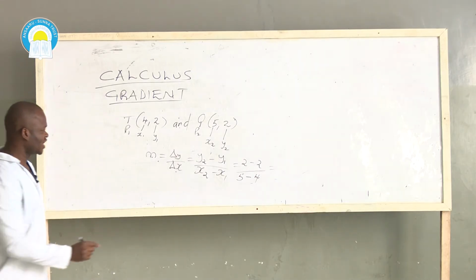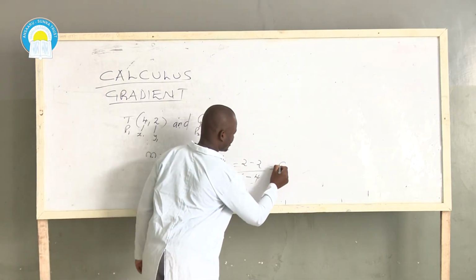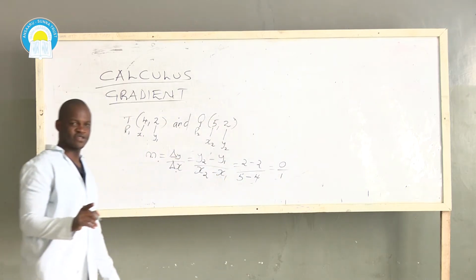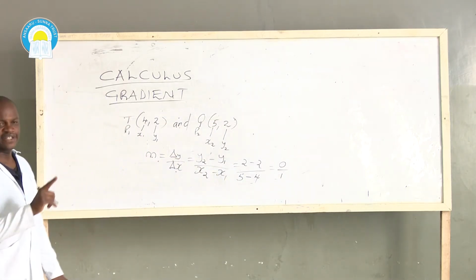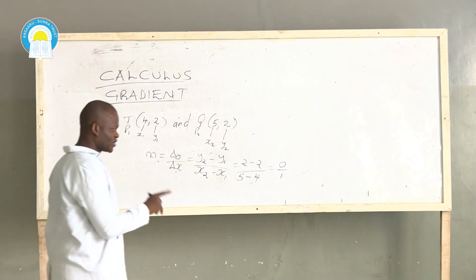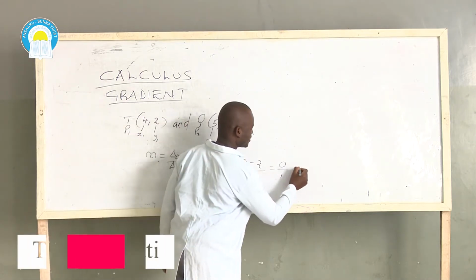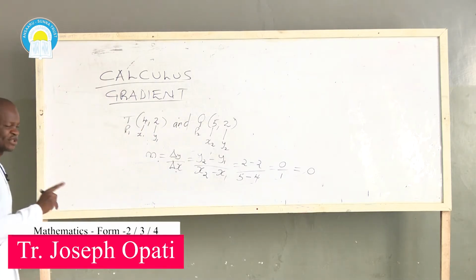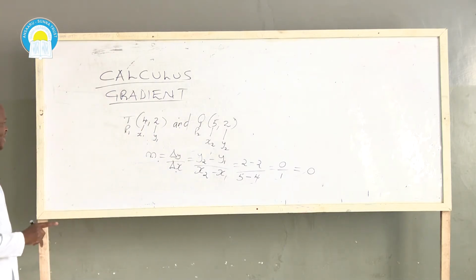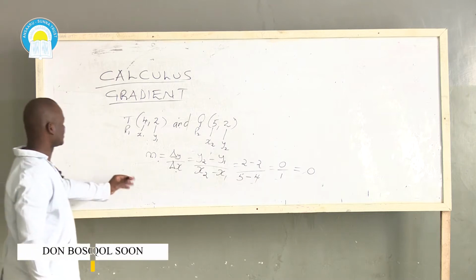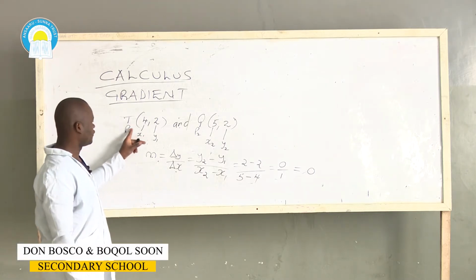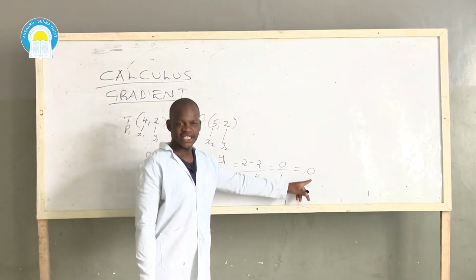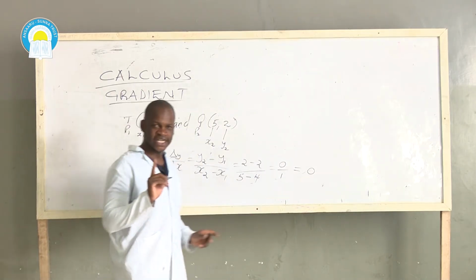In this case, we get 0 over 1. Now, you must know that 0 divided by any number, you always get 0. So don't forget that 0 divided by any number gives you 0. So in this case, given point T (4, 2) and Q (5, 2), 0 is the eventual value of the gradient.